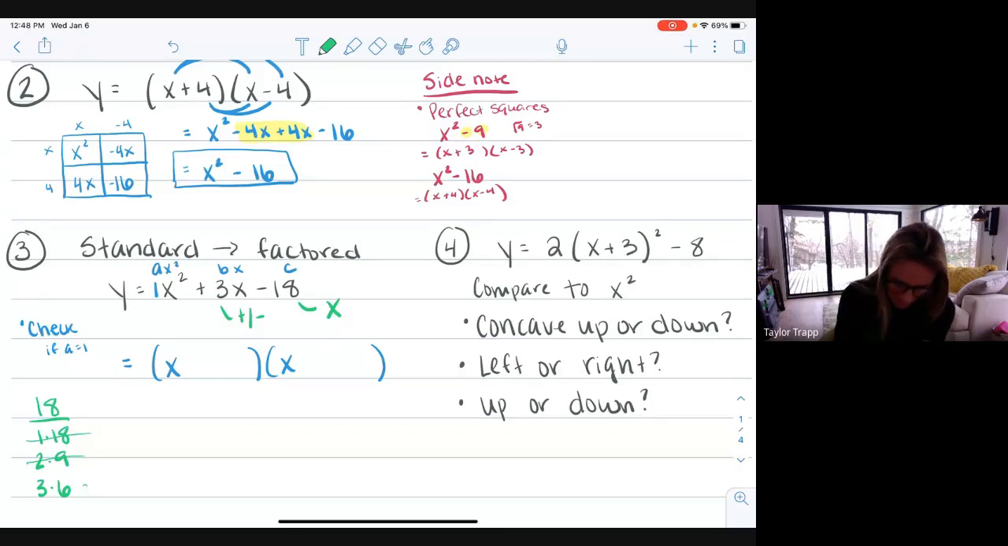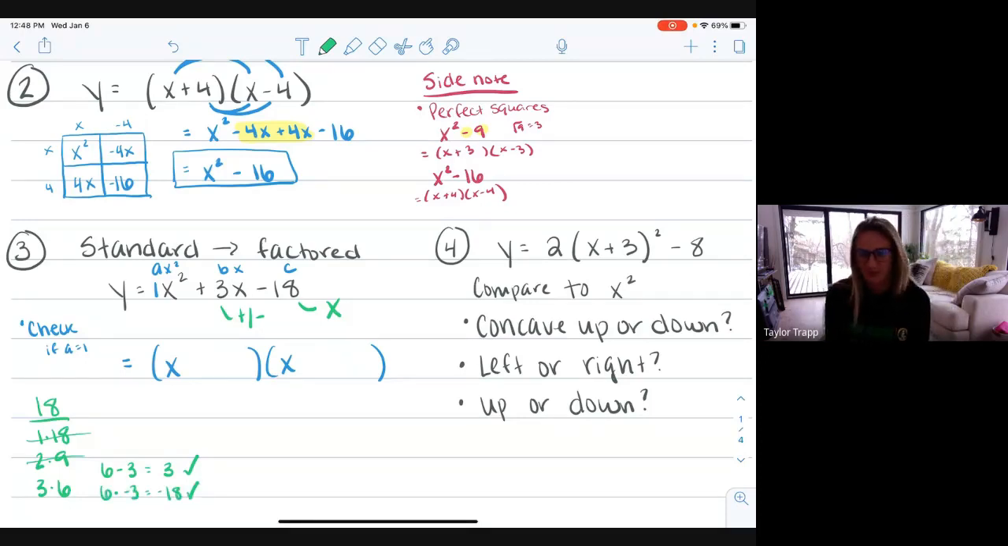How would I get that to be 3? How about, let's try 6 minus 3? Well, that's 3. And is 6 times negative 3 negative 18? Yep. So we got it. And I'm going to put plus 6 minus 3.